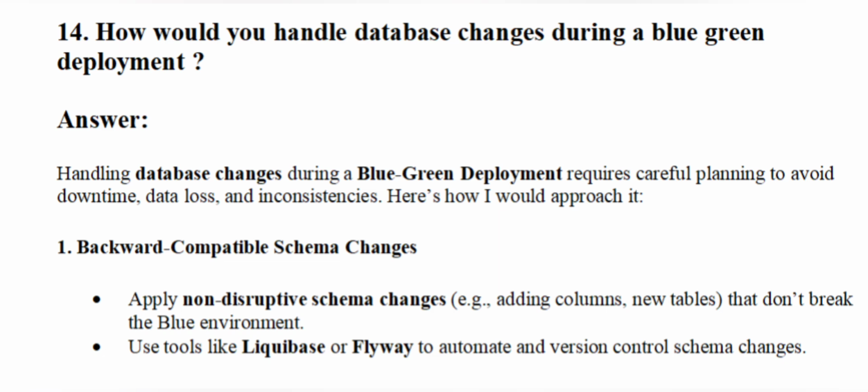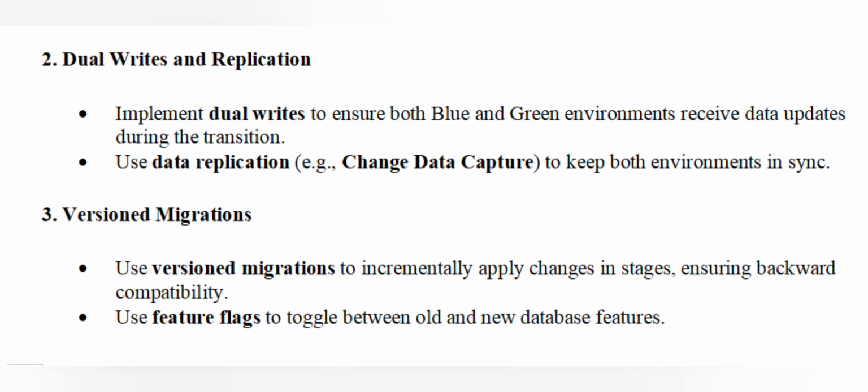The first is backward compatible schema changes. Apply non-disruptive schema changes, for example, adding columns and new tables that don't break the blue environment. The next is use tools like Liquibase or Flyway to automate and version control schema changes. Second point is dual writes and replication. Implement dual writes to ensure both the blue and green environments receive data updates during the transition. Use data replication, for example, change data capture, to keep both the environments in sync.